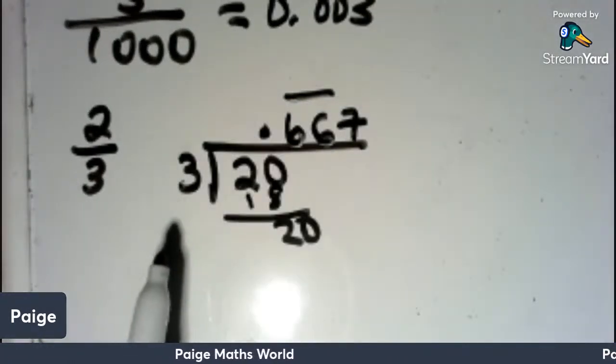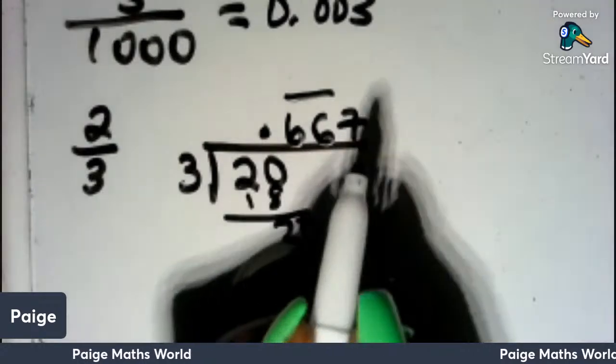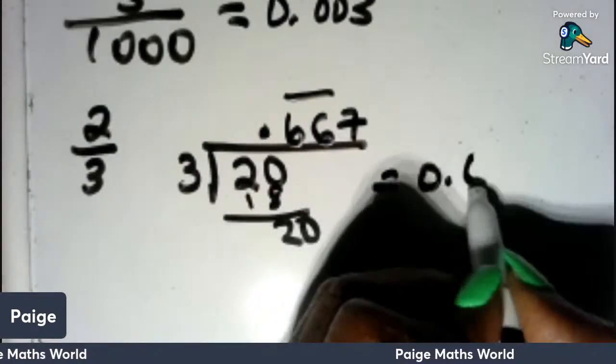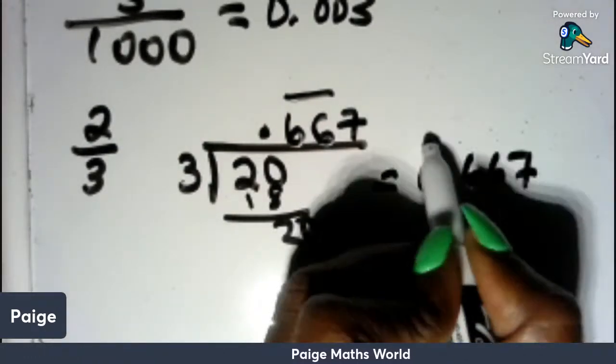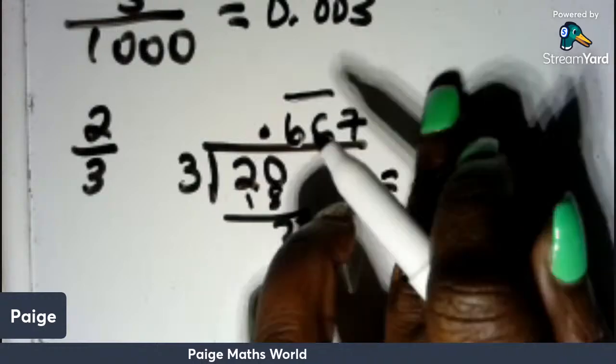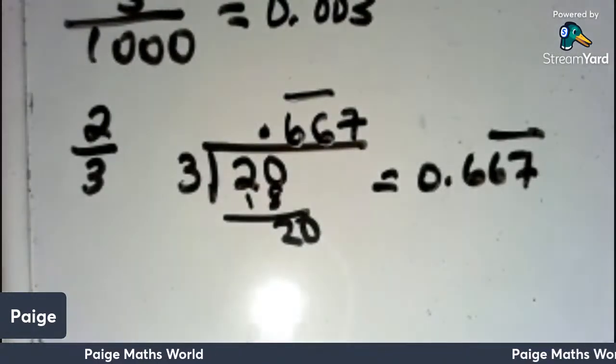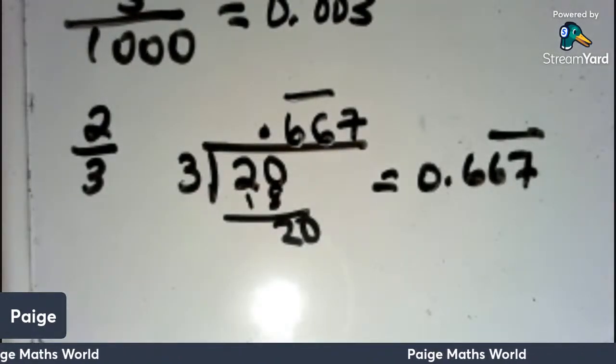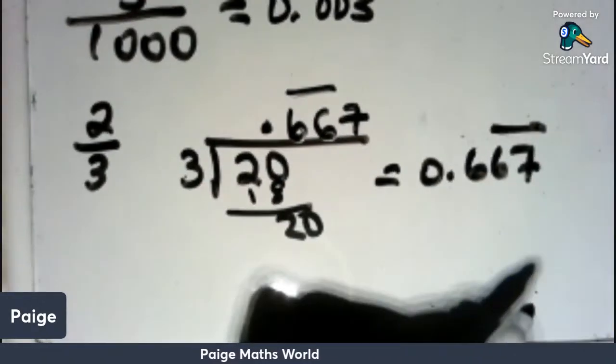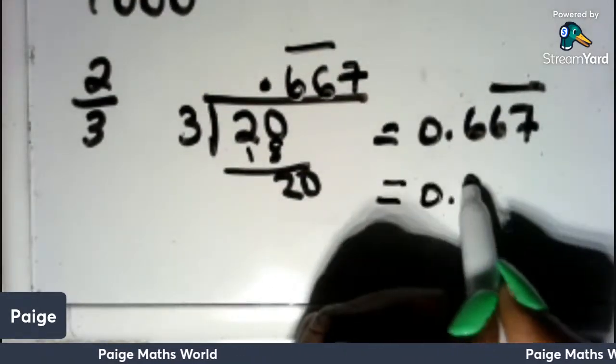And so 2 upon 3 as a decimal is 0.667. And it's continuous, so you can put a line on top because it's continuous, right? And so that's how we got it. If we want to round it off to 2 decimal places, it would be 0.67.